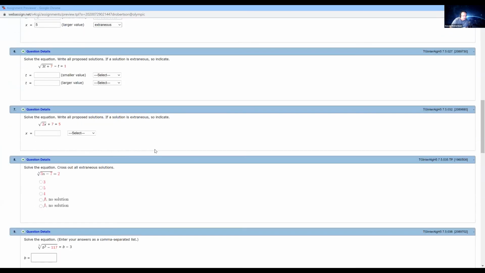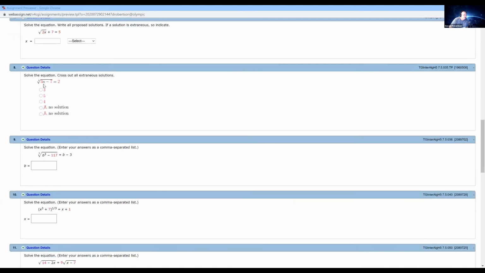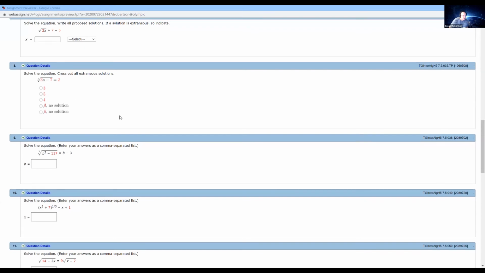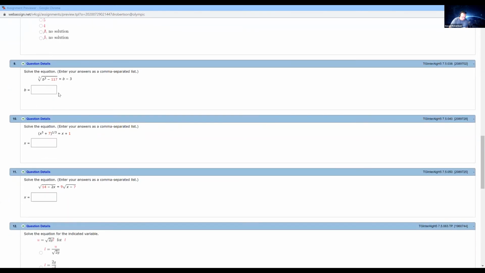Okay. Would you agree question 8 is pretty much ready to go? Won't you cube both sides and then solve? Cube both sides. So that's going to be 3n take away 7. That's going to be what, 8, and then you solve it from there. I believe the answer is 5. That one there, I'm going to write down.